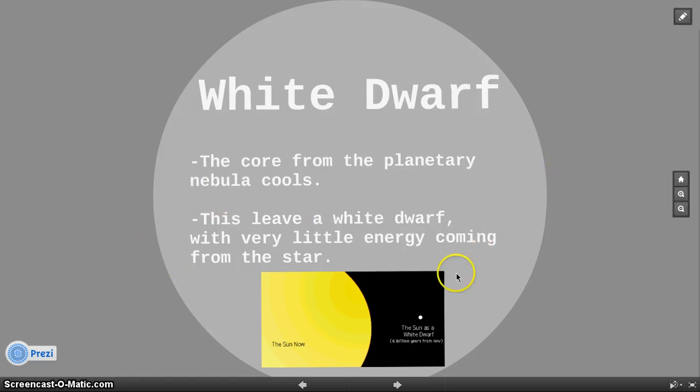This leaves a white dwarf, which is a very little star with tiny amounts of energy coming from it, and it's cool and very, very small. So if this is the sun now, right here, this would be the sun as a white dwarf, which would be in about 6 billion years.